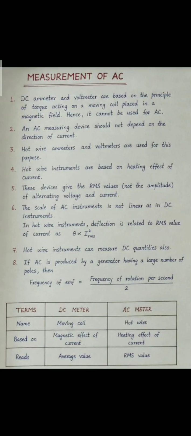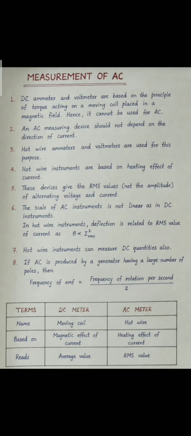And next one is measurement of AC. DC ammeter and voltmeter are based on the principle of torque acting on a moving coil placed in a magnetic field. Hence, it cannot be used for AC. An AC measuring device should not depend on the direction of current, and hot wire ammeters and voltmeters are used for this purpose. Hot wire instruments are based on the heating effect of current. These devices give the RMS values of the alternating voltage and current.